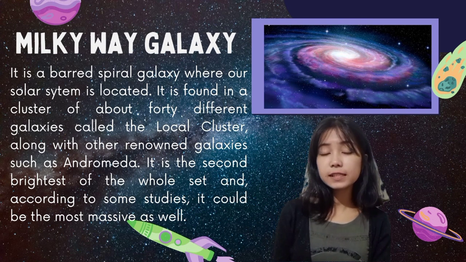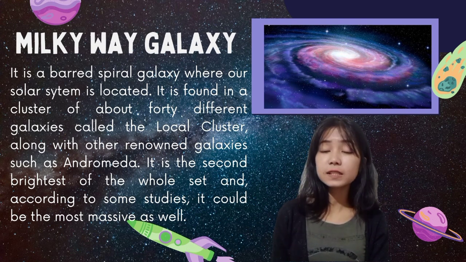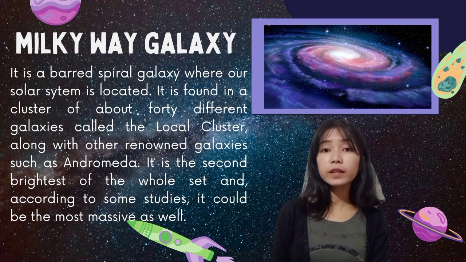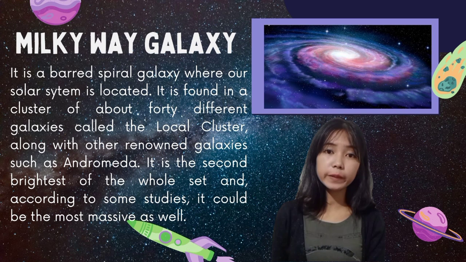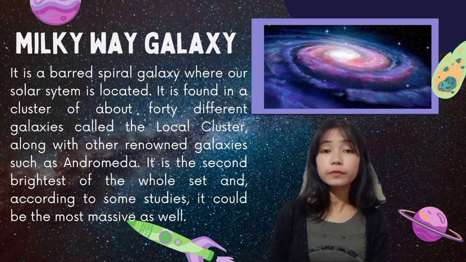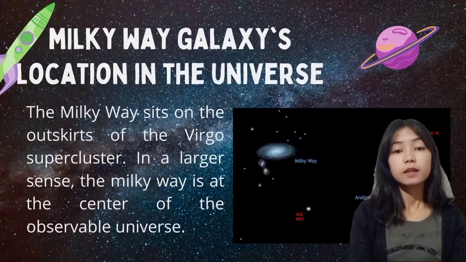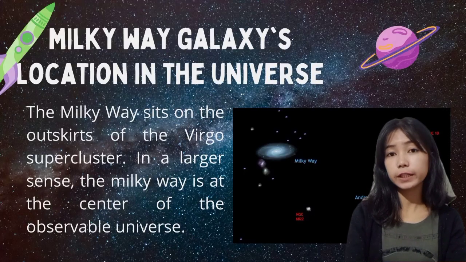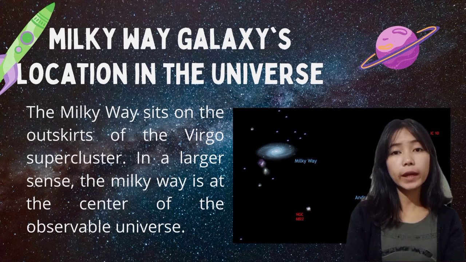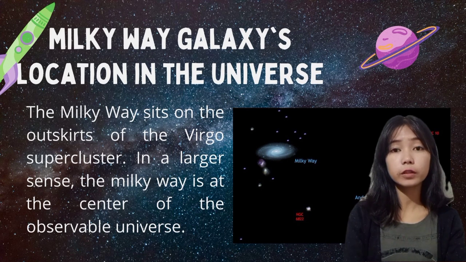It is found in a cluster of about 40 different galaxies called the Local Cluster, along with other renowned galaxies such as Andromeda. It is the second brightest of the whole set, and according to some studies, it could be the most massive. The Milky Way sits in the outskirts of the Virgo Supercluster. In a larger sense, the Milky Way is at the center of the observable universe.